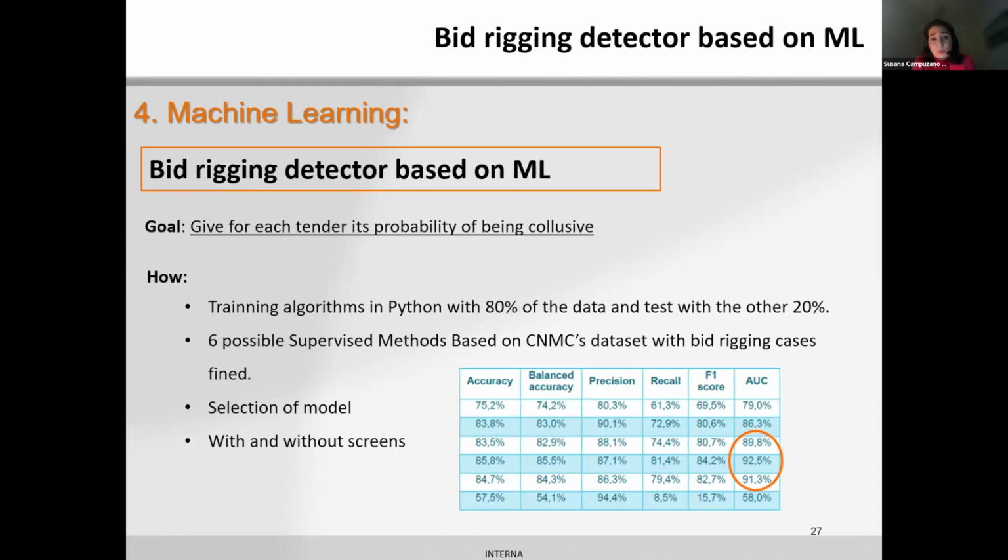I will go quite quick. The main goal of this machine learning bid rigging detector is to give, for each tender, the probability of being collusive. We tried different algorithms in Python, training with 80% of the data and testing with the remaining 20%. We tried with the data sets of the CNMC, and we selected the model. We tried with raw variables and also with and without the screens that I mentioned before. All in all, you have different indicators, but we consider that it's upon 90% detection success.